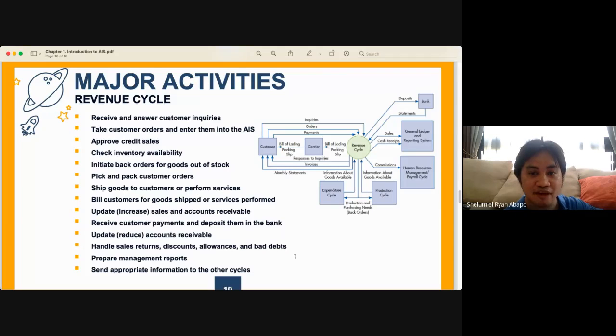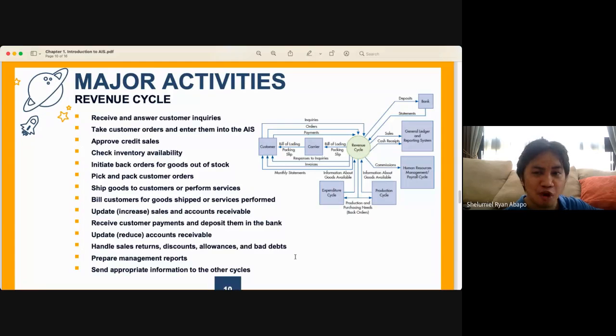Especially the revenue cycle is related with other cycles. Like, say, for example, yung pagbenta na yan, yung total sales na yan will determine the total sales tagged per salesperson or sales agent. And that will be important in determining now how much will be the commissions that the sales agents will receive for the month. And that is relevant for payroll cycle.